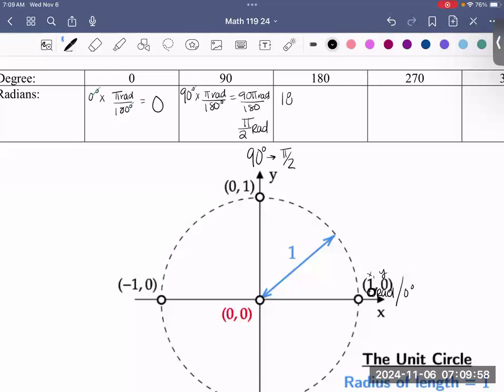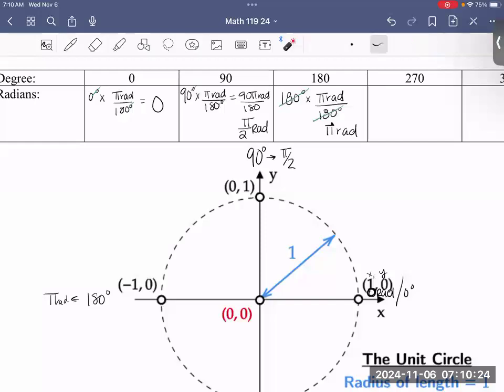So let's do it again, 180 degrees. And if you already know what these are, by all means, just go and label them. This is just to show you where these are coming from. This whole thing will cancel and we're left with just pi radians. So 180 degrees used to be here, therefore it is just pi radians. This has the coordinate -1, 0.